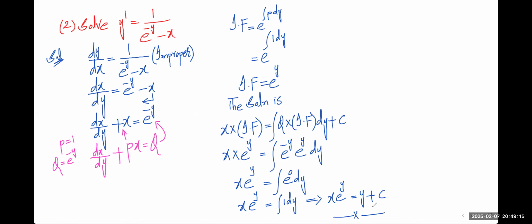Any doubts? Any doubt? No, sir. Moving to the next question. The question is: solve 2x plus y to the power of 4.